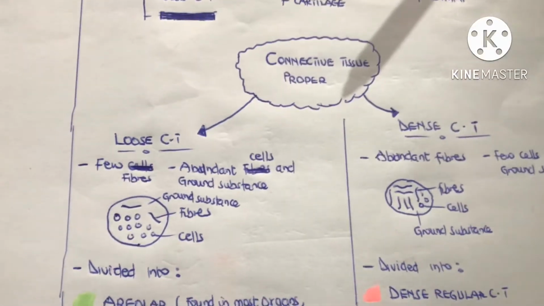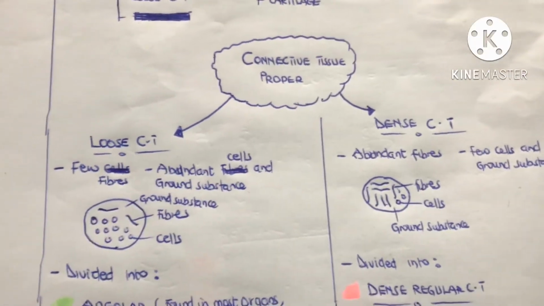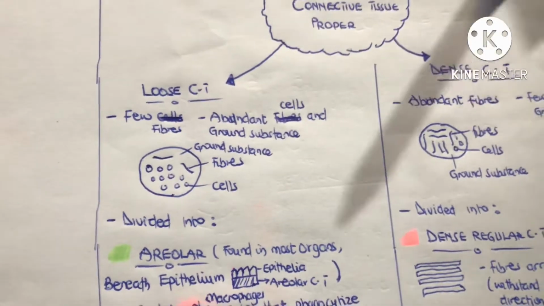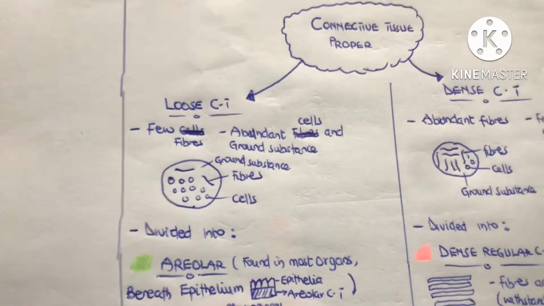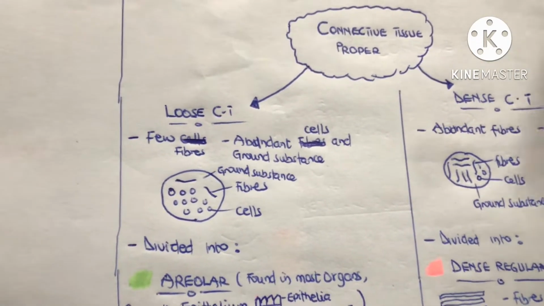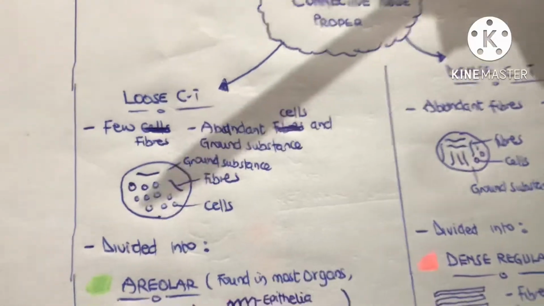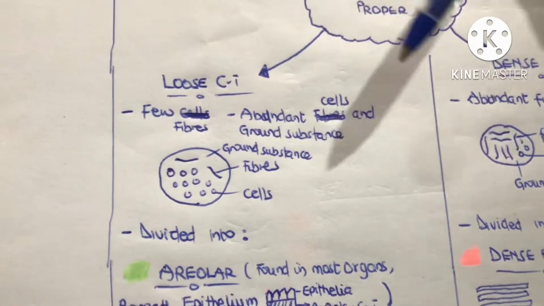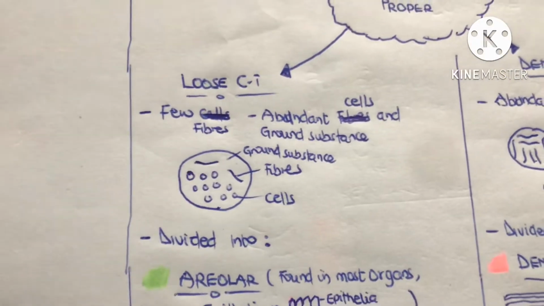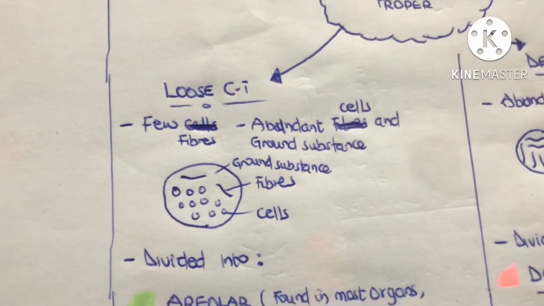So let's look at connective tissue proper. When you take connective tissue proper, we have the loose connective tissue and the dense connective tissue. So let's look at the loose connective tissue. As we talked about, we have three main components of the connective tissue. We have the cells, the ground substance, and the fibers. You understand? But when you take the loose connective tissue, the reason why we are calling it loose is that it has few fibers, and it has abundant cells and abundant ground substance.